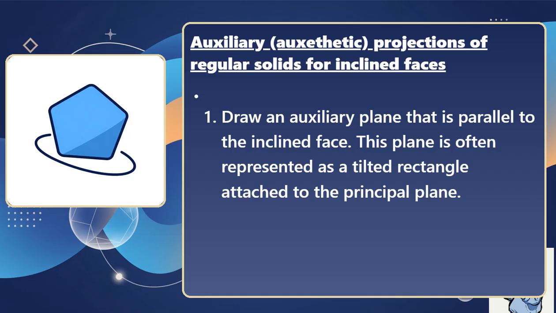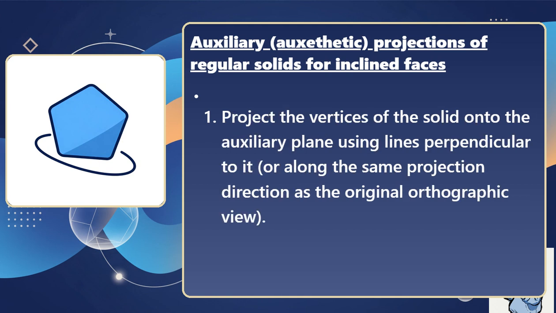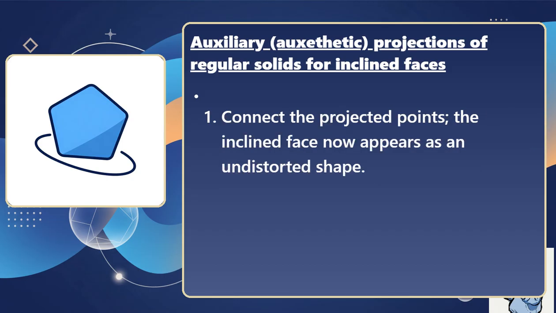2. Draw an auxiliary plane that is parallel to the inclined face. This plane is often represented as a tilted rectangle attached to the principal plane. 3. Project the vertices of the solid onto the auxiliary plane using lines perpendicular to it, or along the same projection direction as the original orthographic view. 4. Connect the projected points. The inclined face now appears as an undistorted shape.